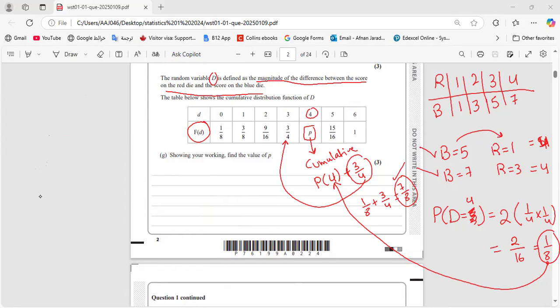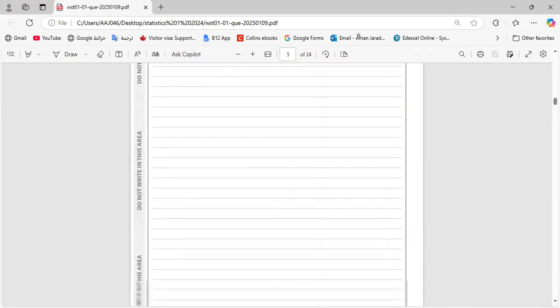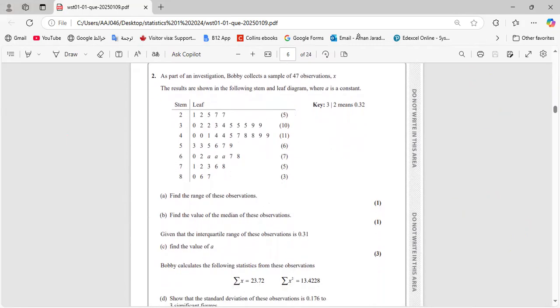Going to the other question, which is question number 2, about stem and leaf diagram. As part of an investigation, Bobby collects a sample of 47 observations X. The results are shown in the following stem and leaf diagram, where A is a constant. If the question is about stem and leaf, you need to make 2 steps. Number 1, read the key. Look at the key. 3/2 means 0.32. It's very important to read the key. That's step number 1. Step number 2, make cumulatives.